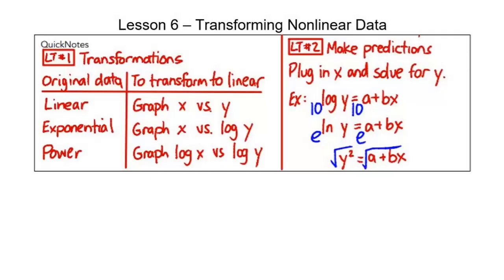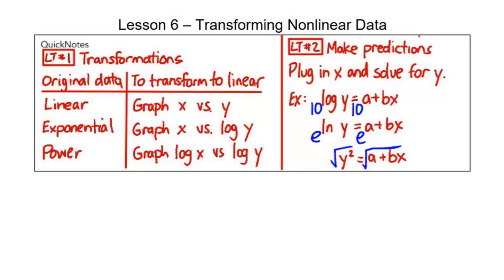Going over onto page 17, transformations. We have linear, we have exponential, we have power. There's also quadratic. To make predictions, you're going to plug in x and solve for y. So if it is log y equals a plus bx, you're going to exponentiate both sides, or you would rewrite as an exponential function. If you do ln instead of log, it would be e to the power of. If you have a quadratic model, y squared equals a plus bx, then you would need to square root both sides to get y by itself to make a prediction. That would be for a quadratic model.